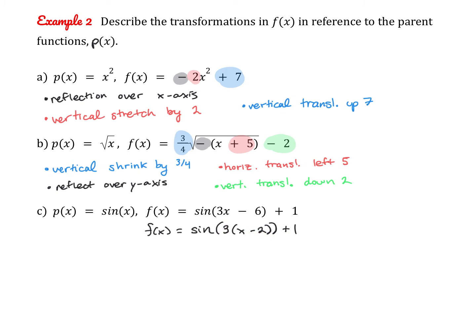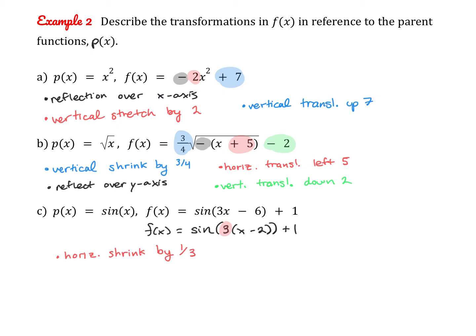So now let's assess what's going on here. Let's start by talking about the 3. So again, this will be horizontal because it's grouped with x. It is going to be a stretch or shrink because it's multiplication. Now remember, the factor is the reciprocal. So the reciprocal of 3 is 1/3. Since it's 1/3, we're actually going to call this a shrink because it's less than 1. So by a factor of 1/3. So that is a little tricky.